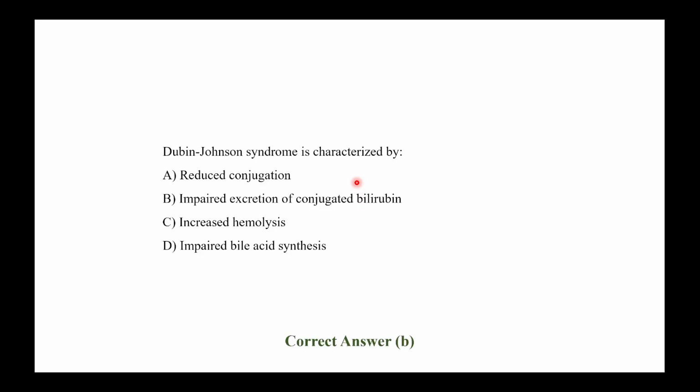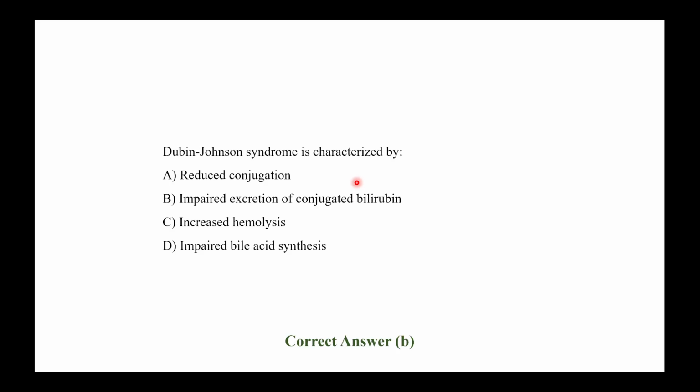The correct answer is option B, impaired excretion of conjugated bilirubin. So Dubin-Johnson syndrome is characterized by the impaired excretion of the conjugated bilirubin. In the previous question, we had Crigler-Najjar syndrome, which was due to the absence of bilirubin conjugation.